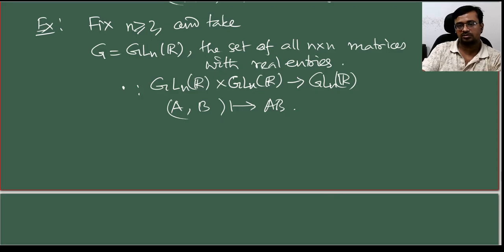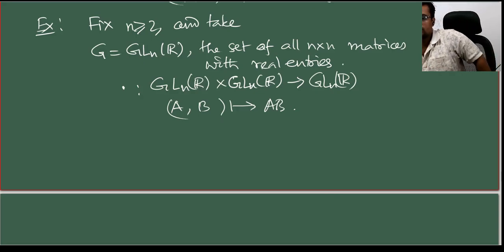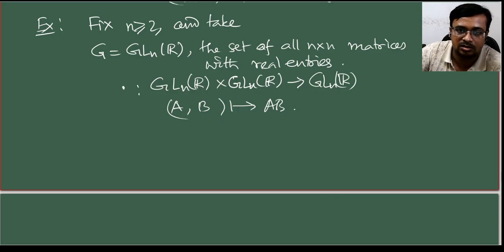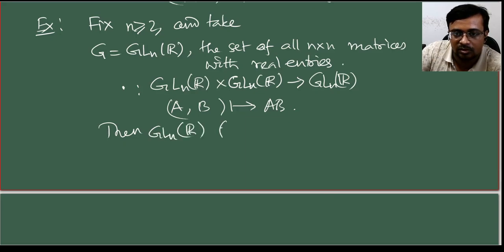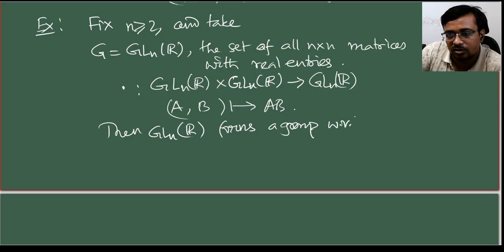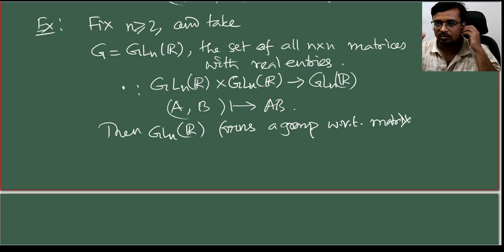Note that with respect to this multiplication operation, this forms a group. So clearly, this multiplication is associative. There is an identity element, namely the n by n identity matrix. So multiplication of A with the identity matrix In is A. And given any invertible matrix, you can compute its inverse, right? So therefore, GLn forms a group with respect to matrix multiplication.